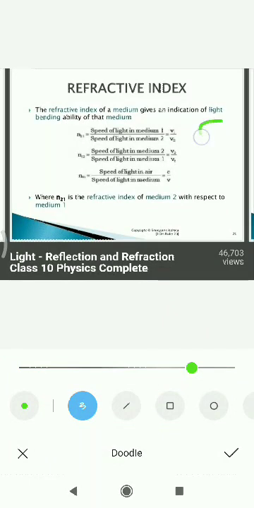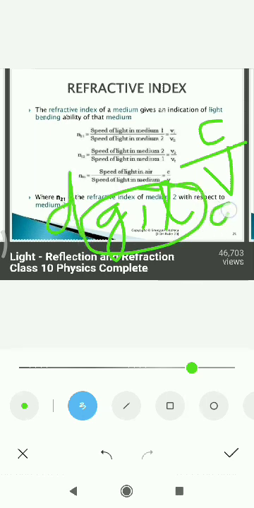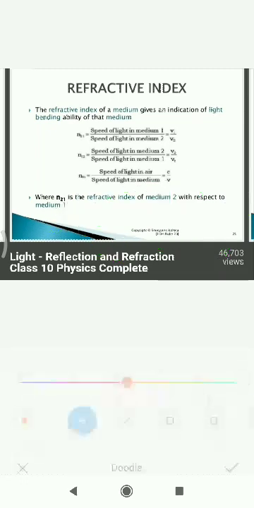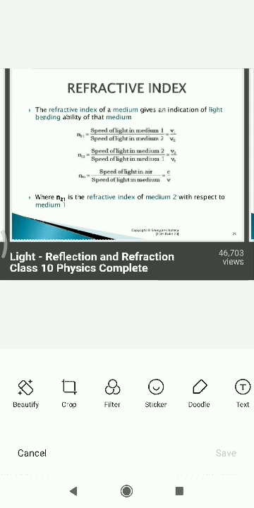So c is considered the speed of light in vacuum and v is considered the speed of light in the medium. This medium could be a gaseous medium or even a liquid medium, or any other artificial substance like diamond or glass. And then the ideal thing is the speed of light in air mostly, that is c by v, where n1 is the refractive index of medium 2 with respect to medium 1.